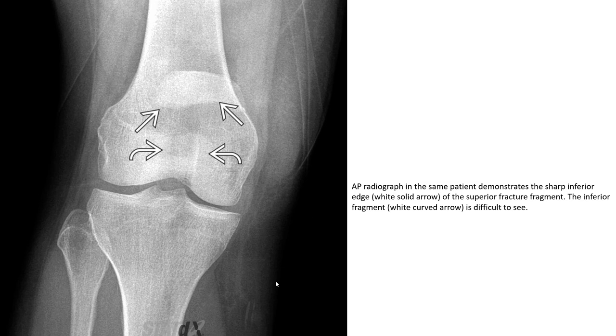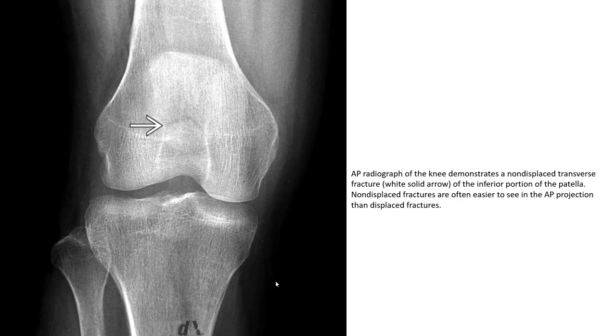This knee radiograph shows a sharp inferior edge of the superior fracture fragment, arrow indicated. The inferior fragment is difficult to see. This AP radiograph of the knee shows a non-displaced transverse fracture of the inferior portion of the patella. Non-displaced fractures are often easier to see in the AP projection than displaced fractures.